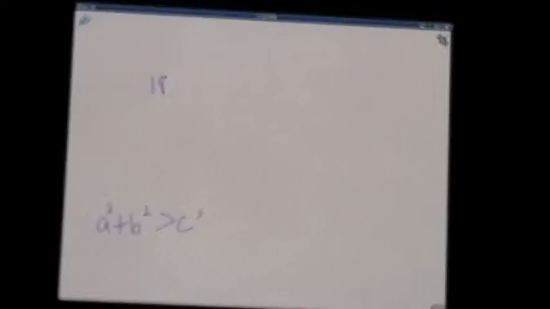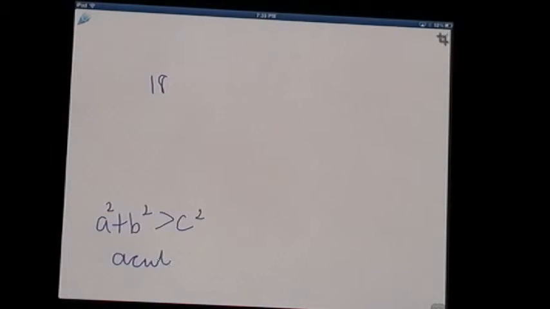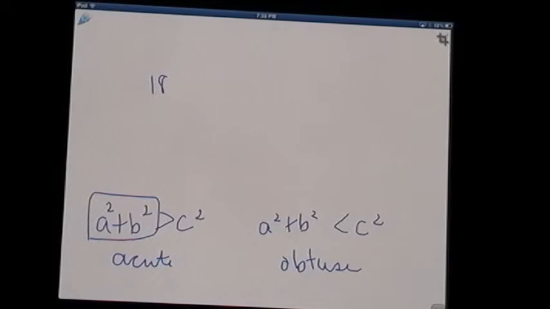Okay, so let's do number 18. So a squared plus b squared, we're going to put this down here as a reminder. If a squared plus b squared is greater than c squared, it's an acute triangle, because the longer these legs get, the smaller the angle. And if a squared plus b squared is less than c squared, we know it's obtuse. And if you've forgotten it, you can find that information at the bottom of page 443.